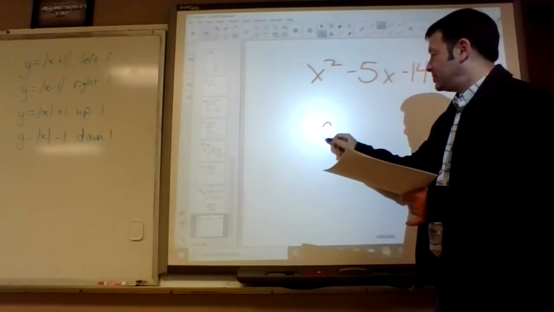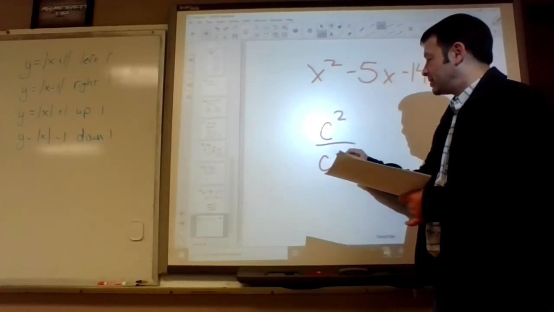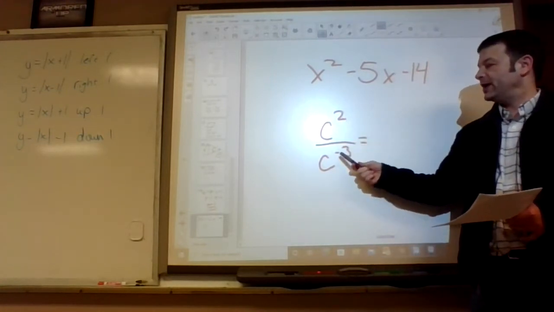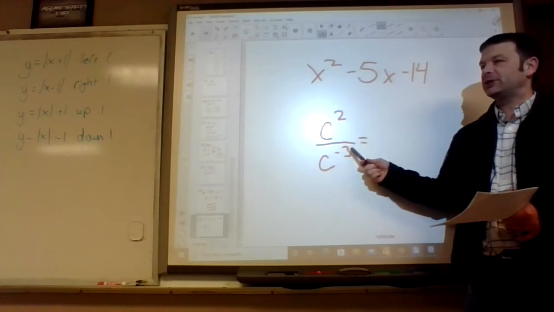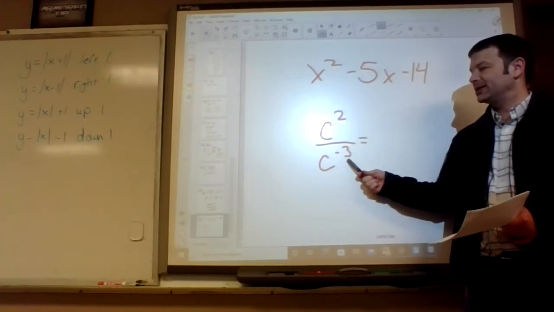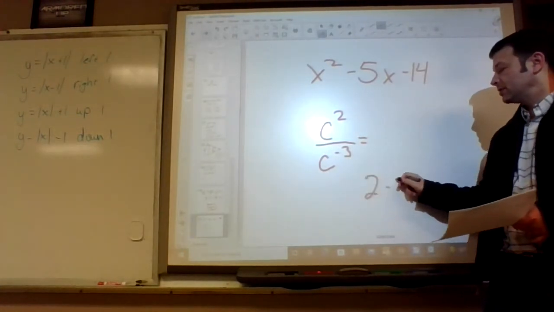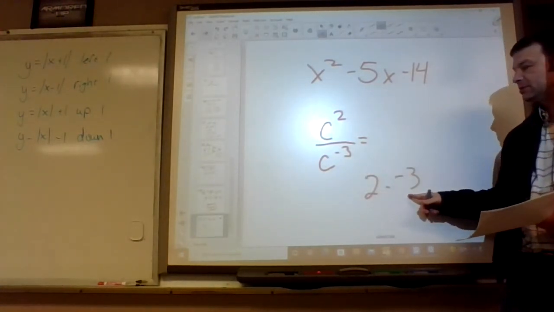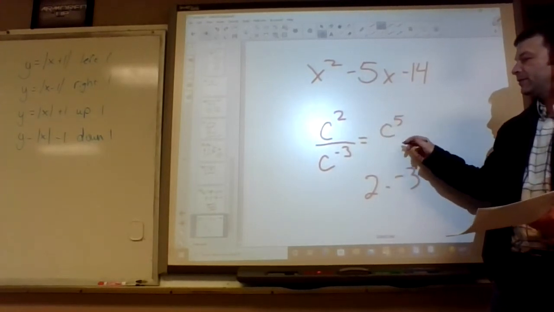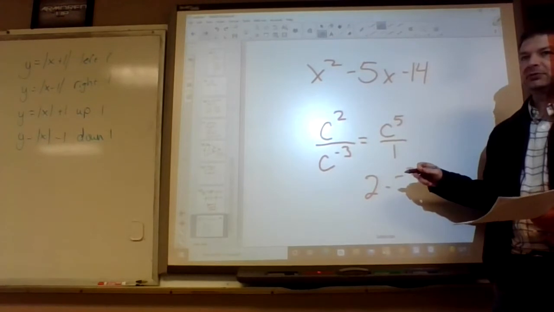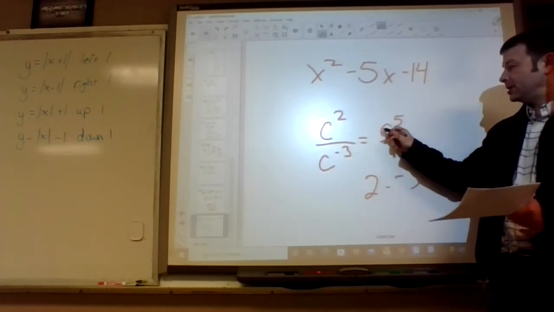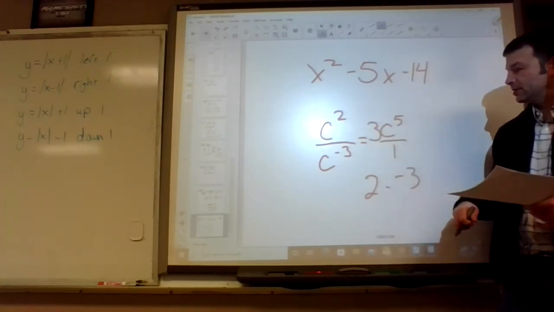Okay, what is c squared divided by c to the negative 3? C. Okay, when you divide the same base, what do we do with the exponents? Subtract. So what's 2 minus negative 3? 5. So it's c to the 5th on the top. Okay, there was also a 3, so I'll put the 3 in there.